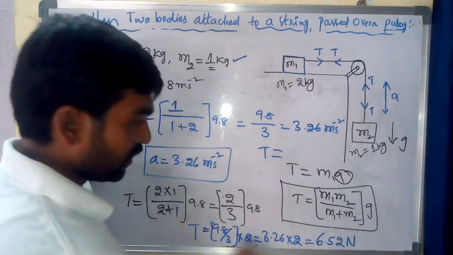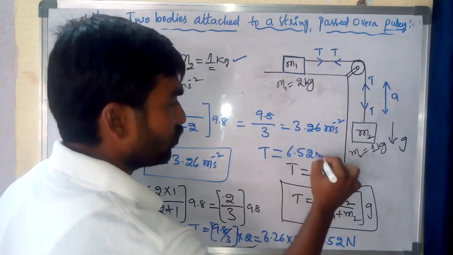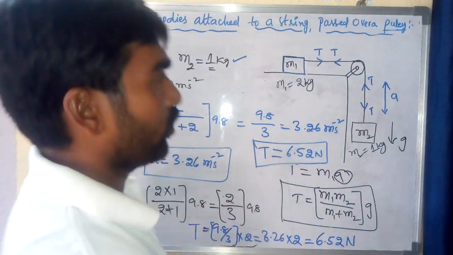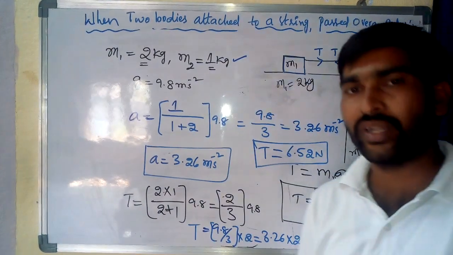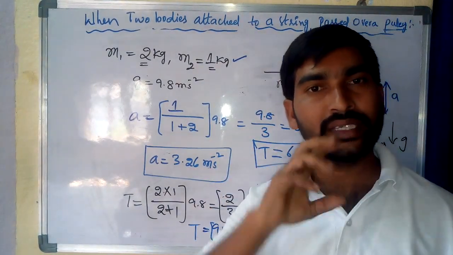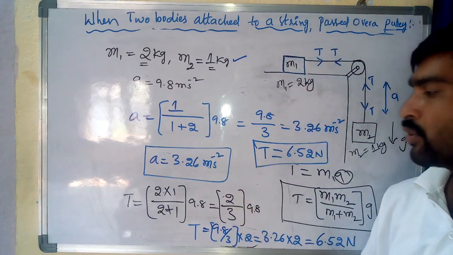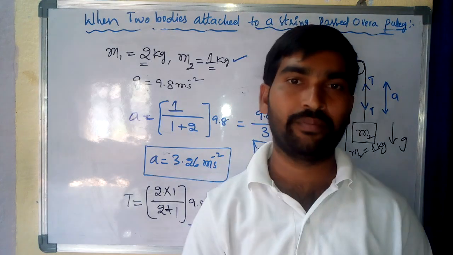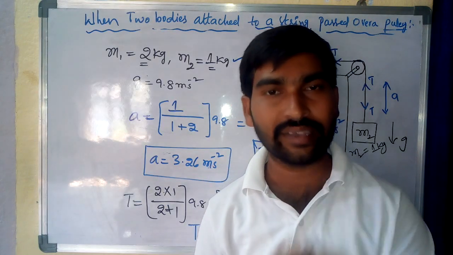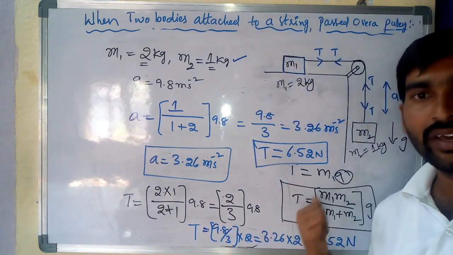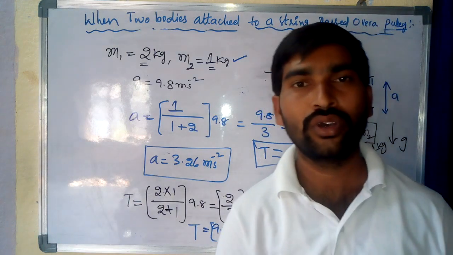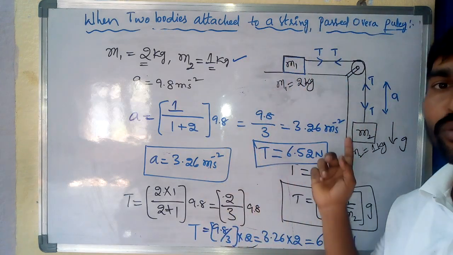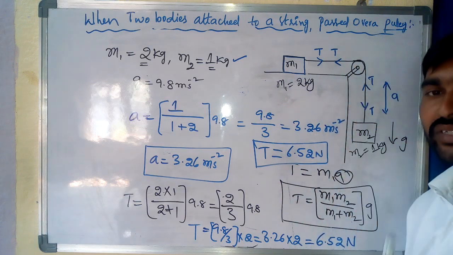When two bodies are connected by a string passed over a pulley, what is the acceleration? A is equal to m2 upon m1 plus m2, into G, in meter per second squared. That is the acceleration. What is the tensional force? m1 m2 upon m1 plus m2, into G. That is the tensional force. Here m1 and m2 are the two body masses connected to a string passed over a pulley. So these are the acceleration and tensional force values. We know the formula, so we can calculate very easily.